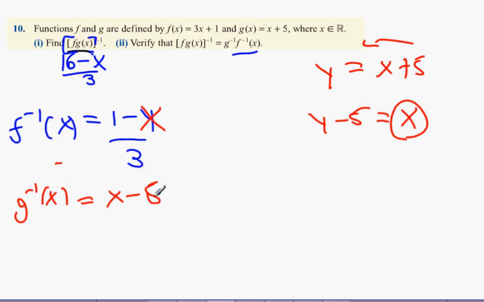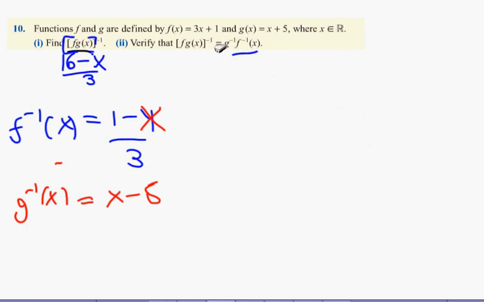Thank you. G inverse x, and I changed y into x and x into g inverse x, like I did in the original question. Now that I've done this, what it wants me to do is find out what g inverse f of x is. So it basically wants me to get the g inverse of (1 minus x) over 3.